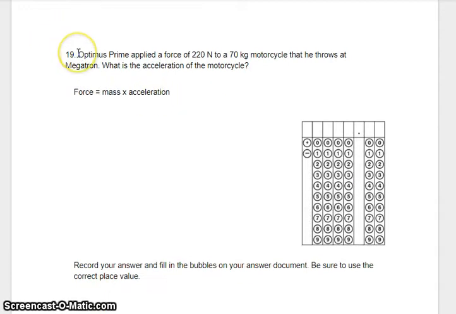Number 19. Optimus Prime applied a force of 220 and a 70 kilogram mass to the motorcycle that he throws at Megatron. What is the acceleration of the motorcycle? Force equals mass times acceleration. So calculate it, bubble it in on your sheet.